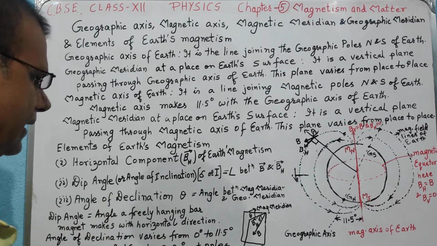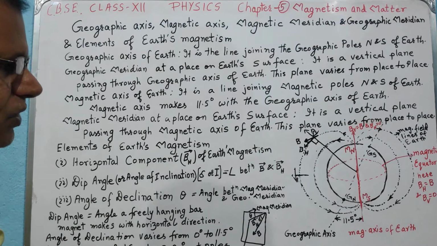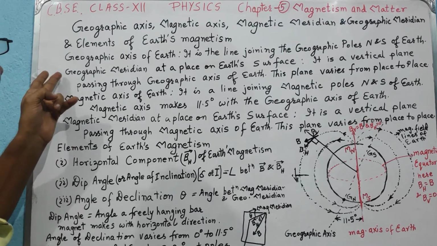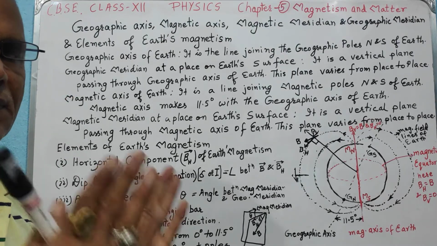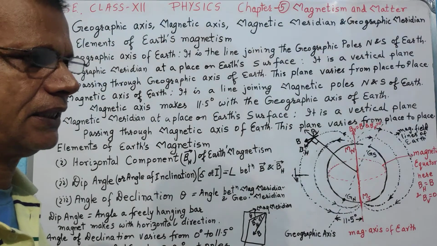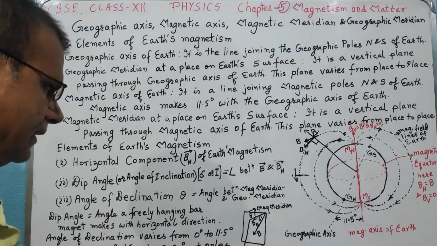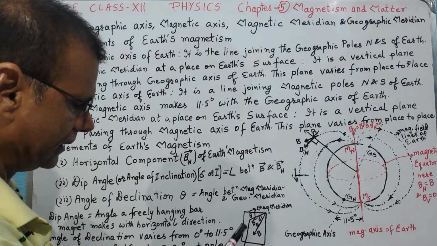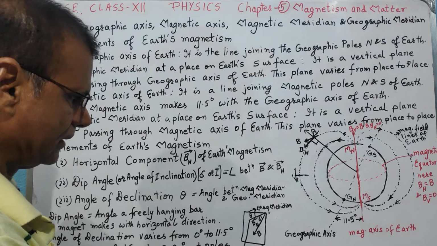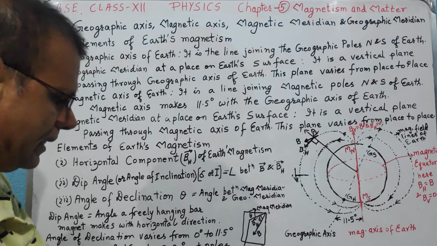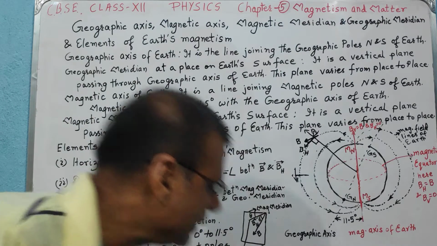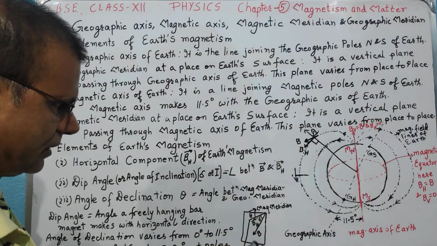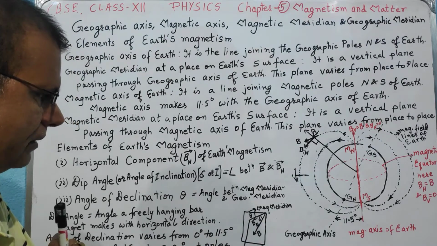Now we talk about the angle of declination. What is the angle of declination? We have just talked about magnetic meridian and geographic meridian. The angle between the two, magnetic and geographic meridian, is known as the angle of declination. Here I have shown it in a separate diagram. If we consider these two planes are the magnetic meridian and geographic meridian, then the angle between these two meridians is known as the angle of declination.